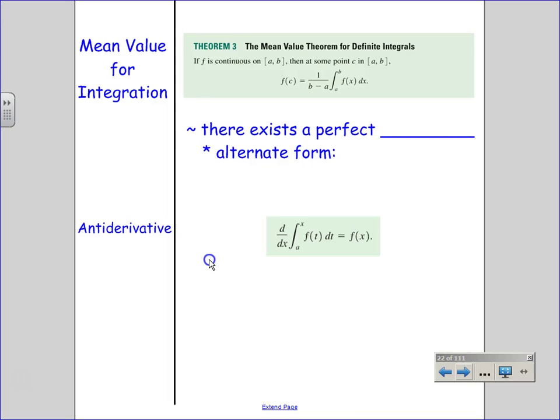I was supposed to do my comment up yesterday. Hey guys, this is awkward, but we're still in Calc BC. The bell hasn't rung, and I have more notes to go over. So, MVT for integration. Whoa, whoa, whoa. Who's this guy?